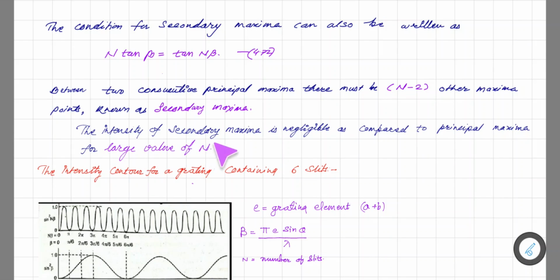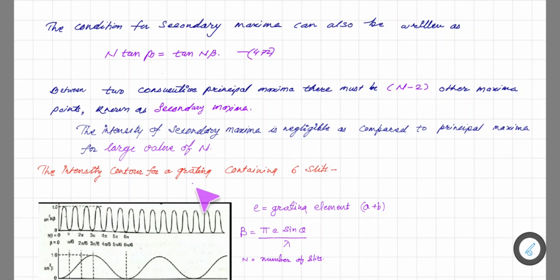The intensity of secondary maxima is negligible as compared to principal maxima for a large value of N. So as the number of slits increases, that means if it is a large value, then the intensity of secondary maxima will reduce significantly and will disappear.